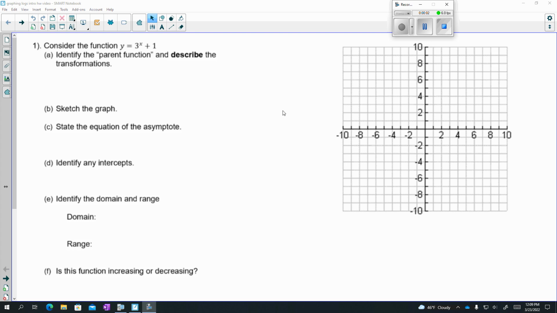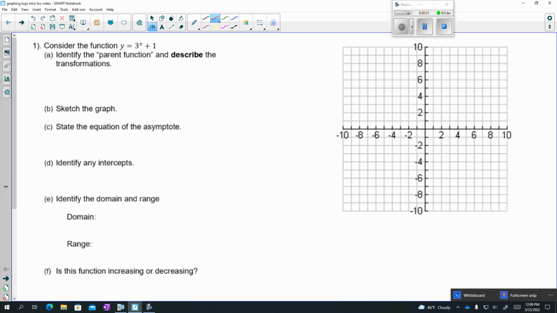In this video, I'm going to review with you how to graph an exponential function, and then we're going to talk about how to graph our new function, a log function. So example 1 says, consider the function y equals 3 to the x plus 1. Identify the parent function and describe the transformations.